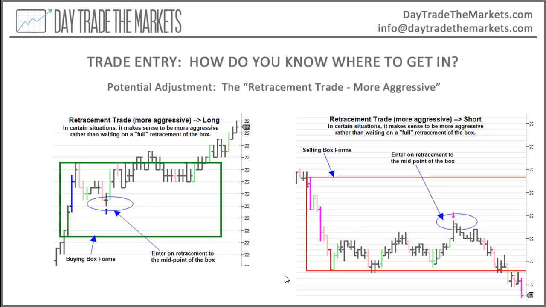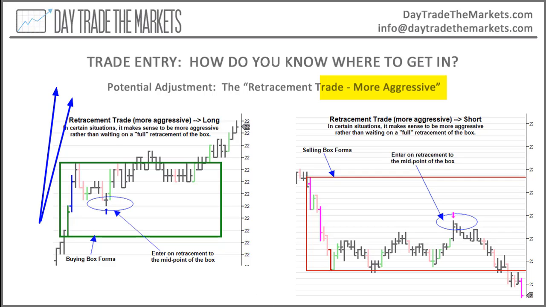Now, one adjustment that you can use is what I call the more aggressive retracement trade here. And this simply means there are certain situations or certain scores. Again, we'll talk about that. I'm just kind of touching on it right now. But there are certain situations where the opportunity is so great. For example, the big picture bias might be up and buyers are in total control of the market and everything's looking really great for a long setup.